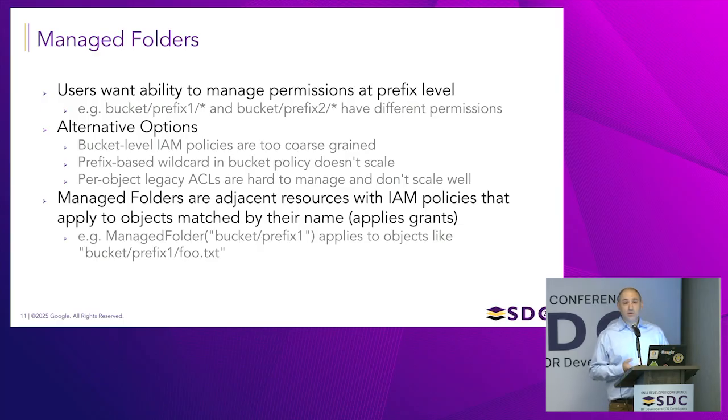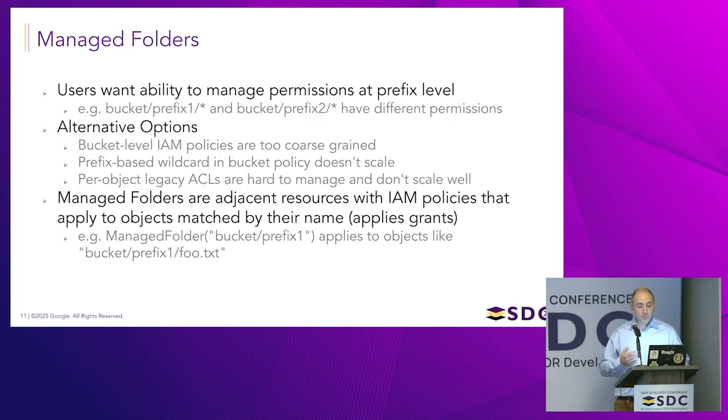You can say, apply this permission rule only for objects that start with this prefix. The problem with that is it doesn't scale. There are policy size limits, so if you have thousands or millions of prefixes, it doesn't scale that widely to have a single bucket policy. We also have per-object legacy ACLs, so you can set permissions on an individual object basis. But that's really hard for customers to manage. They have to make sure that they apply the same permissions to every object that's underneath a prefix. It doesn't scale well, it's hard to manage, and so it's hard to reason about shared permissions at the prefix level.